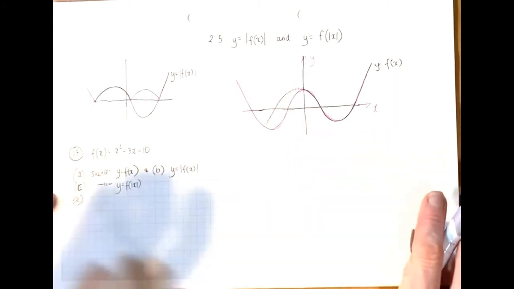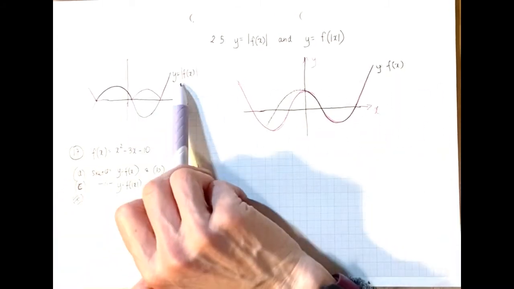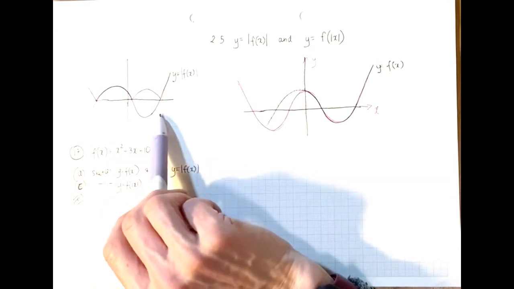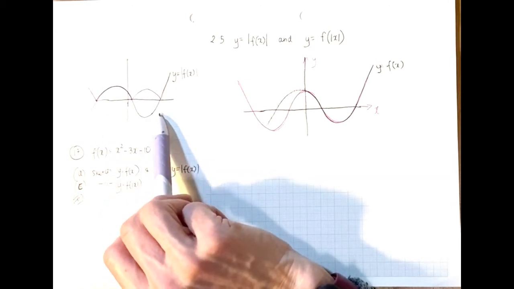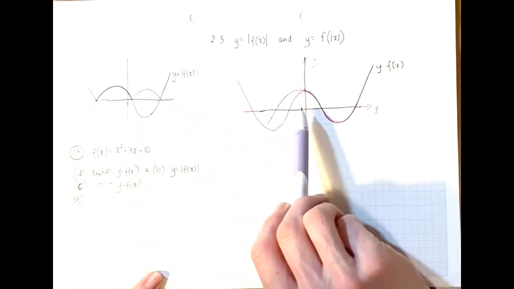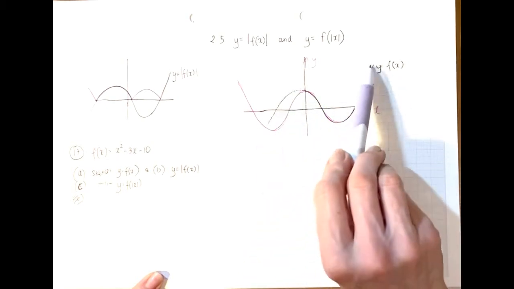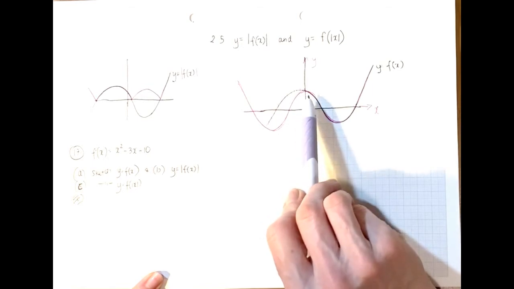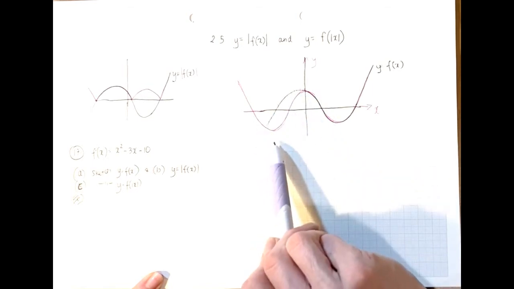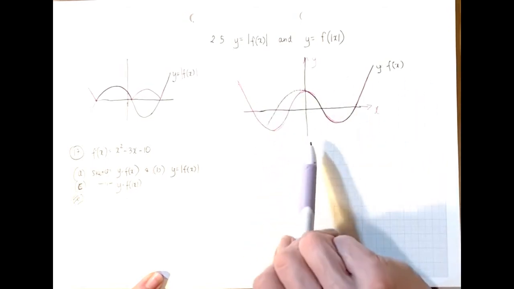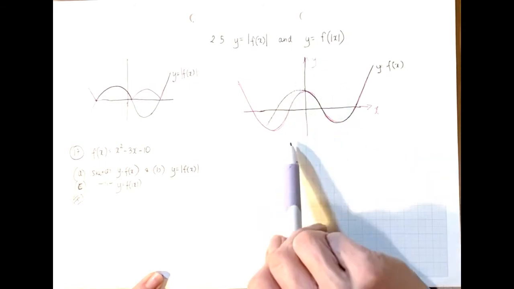Okay, so modulus of f of x, reflect anything from underneath the x-axis up, and then f of modulus of x, delete the left hand side, keep the right hand side, and reflect it in the y-axis as well, so you get a perfectly symmetrical graph about the y-axis.